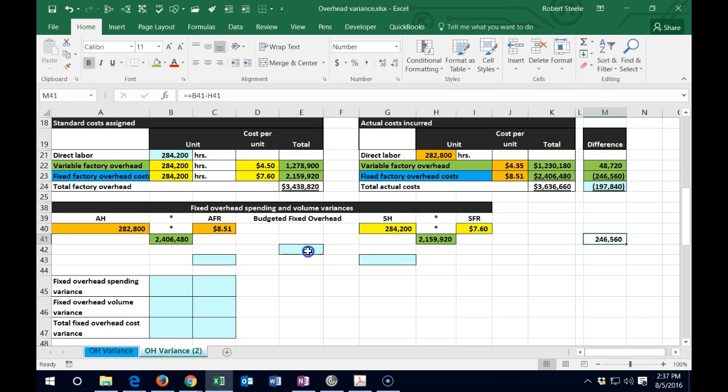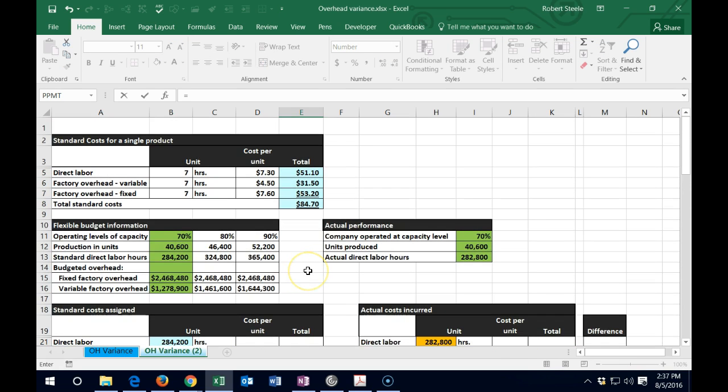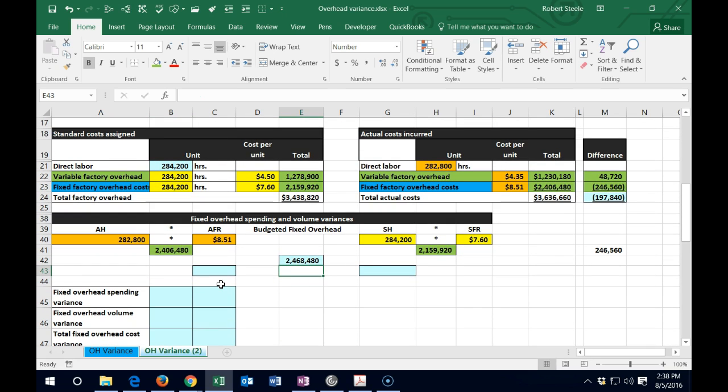Then we've got the budgeted fixed overhead. So I'm going to say this equals, and take it up to the budgeted fixed overhead number, which is 2,468,480. And that's what we're going to compare it to in this case. So we're going to take this equals the 2,468,480 minus the 2,406,480. That gives us the 62,000. And on this side, we are going to take 2,159,920 minus the 2,468,480. That's going to give us the 308,560.